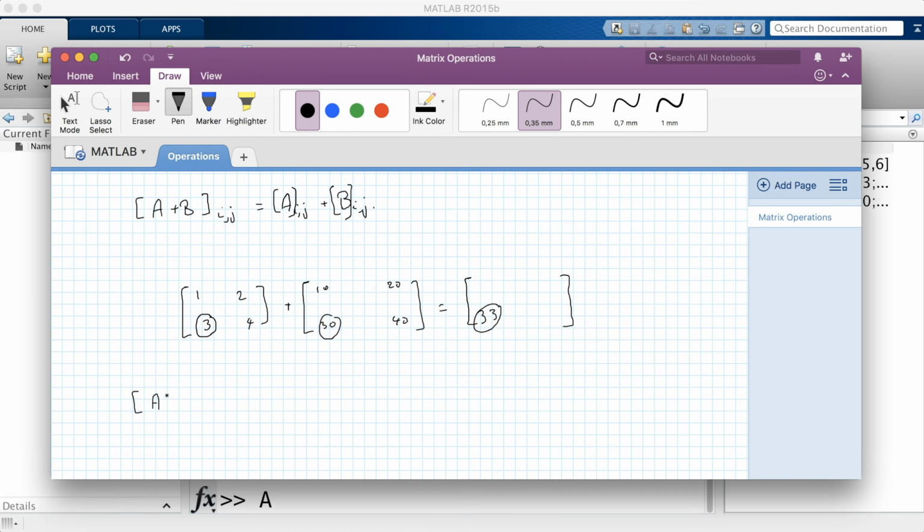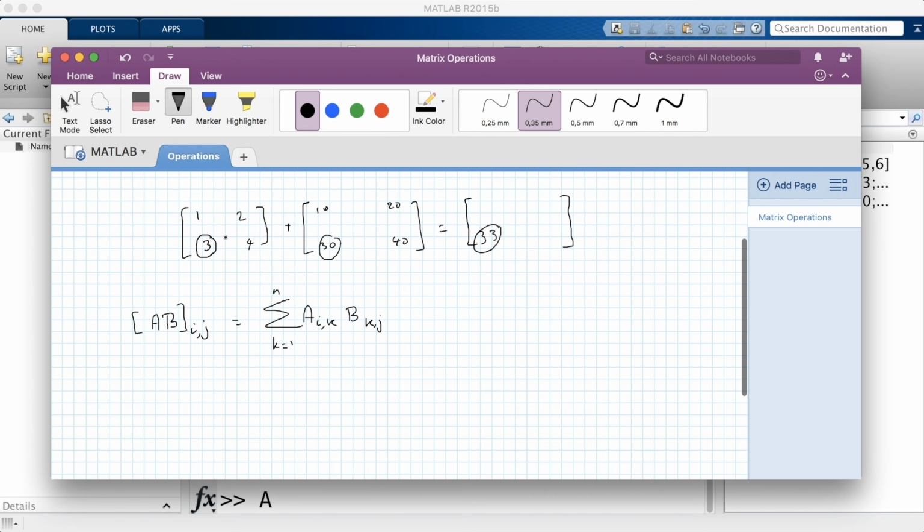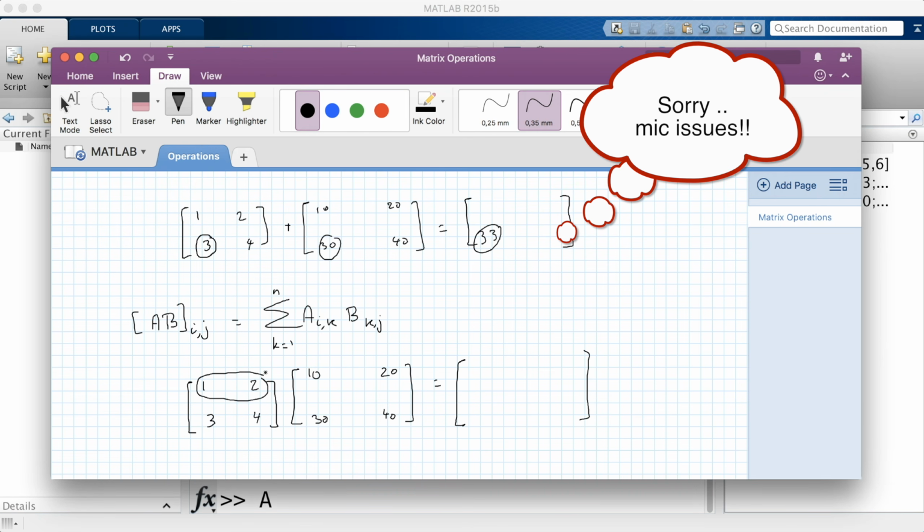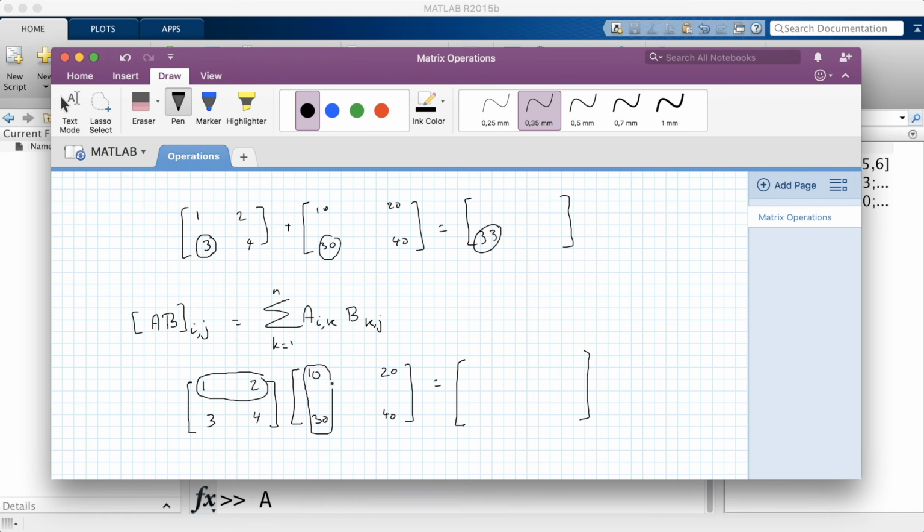However, matrix multiplication is a bit different. So A times B, or AB, if I take a look at its ijth entry, it would be the sum over k of aik bkj. If I have the same matrices right here, but this time I want to multiply them together, let's say I want to produce the first row, first column. What I could do is grab the first row from the first matrix and the first column from the second matrix and then do an inner product, which means a scalar product between two vectors. So that means 1 times 10 plus 2 times 30. That's 10 plus 60, which is 70, right?